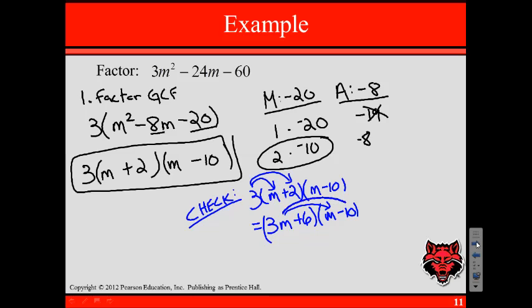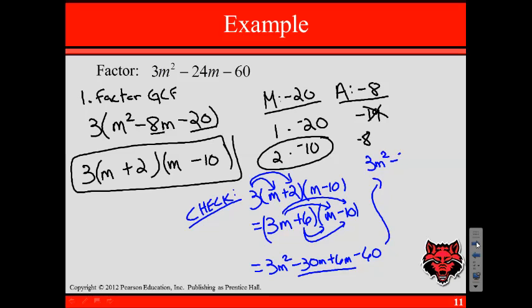First, outer, inner, and last. And this becomes 3m squared minus 30m plus 6m minus 60. We combine our like terms, and we're left with 3m squared minus 24m minus 60, which is exactly where we started at the beginning of the problem. So we know that our factorization was good.